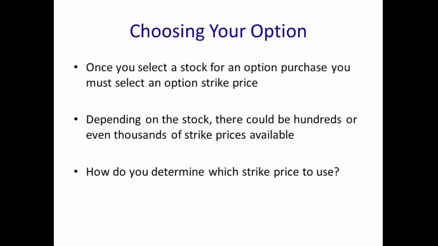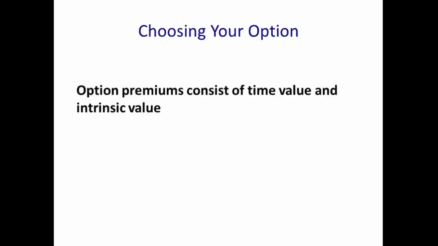Once you select a stock for an option purchase, then you must select an option strike price, and depending on the stock, there could be hundreds or even thousands of different strike prices available. So the question is, how do you determine which strike price to use?